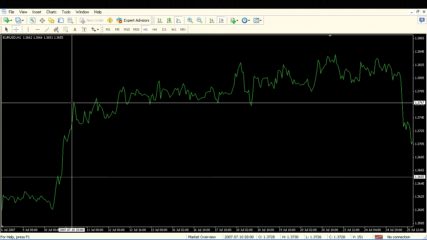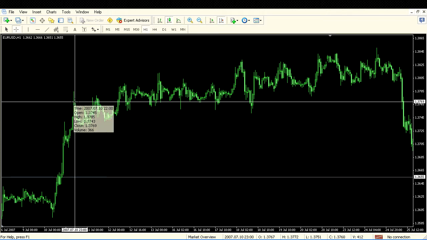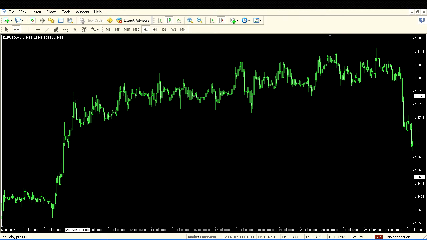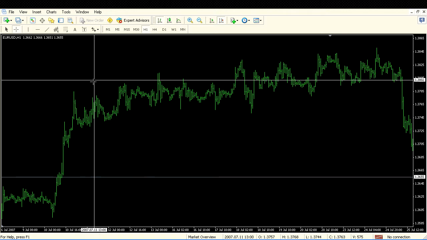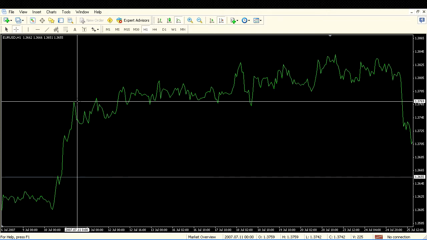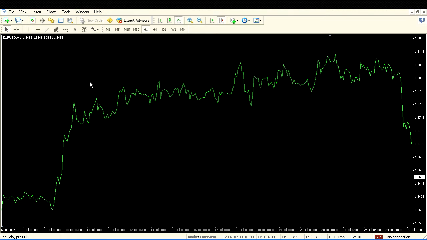We see the price 1.3767. If we switch to the candlesticks, we'll see that the prices were actually higher, reaching the level of 1.3782. And the line chart doesn't give us that information. So due to its low informativeness, we should not use the line chart at all.